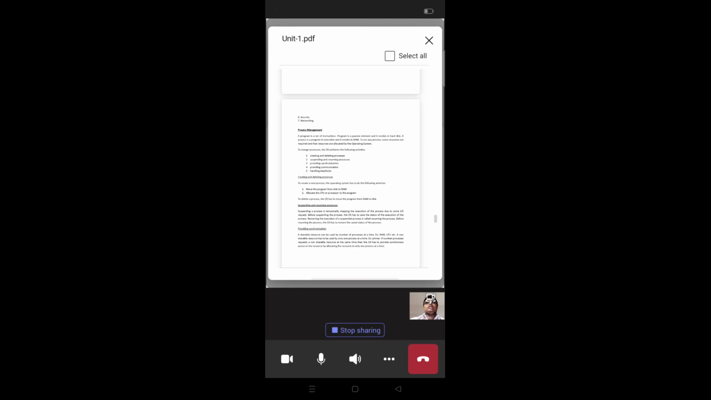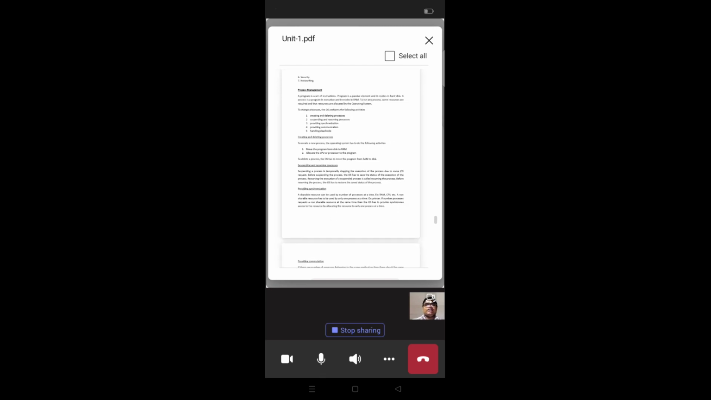Handling deadlocks. The OS has to allocate the resources to the processes such that the system does not go into a deadlock state. A set of processes is said to be in deadlock state if each process in the set is waiting for another process. For example, if there are two processes P1 and P2 and two resources R1 and R2, and P1 is using R1 and requesting R2, P2 is using R2 and requesting R1, then the two processes are in deadlock. So let us move to the next one, memory management.